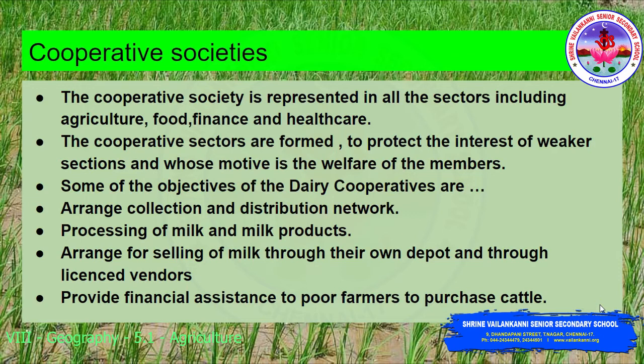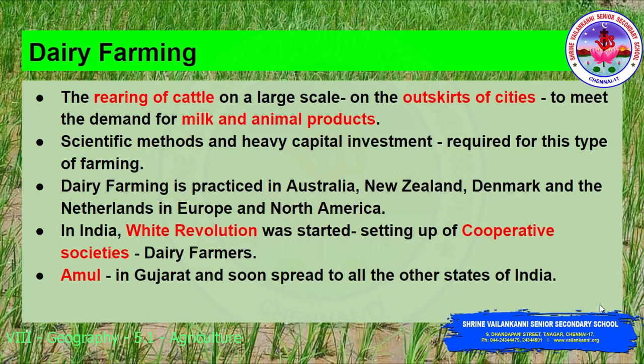In the case of dairy cooperatives, they arrange a collection and distribution network. They process the milk and milk products. They also arrange for the selling of milk through their own depots and licensed vendors, and provide financial assistance to poor farmers to purchase cattle. These are all the aspects which made dairy farming a successful one. One such example is Amul in Gujarat, where it started first, and soon through the cooperative societies it spread to all the other states of India.